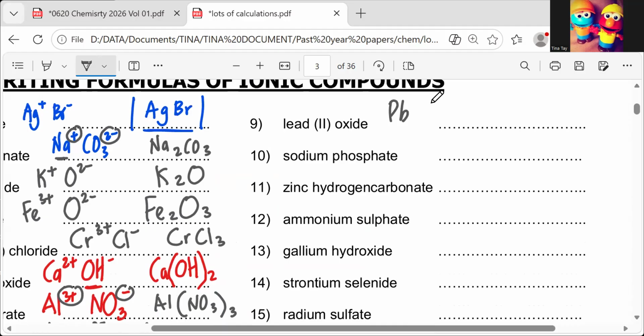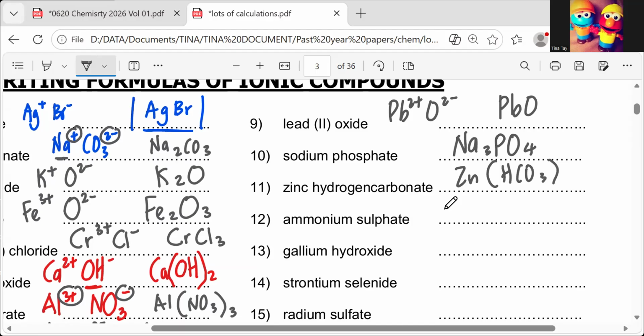Lead oxide, PbO. Sodium phosphate. Zinc, this one need to bracket. Hydrogen carbonate, bracket 2. Ammonium is NH4, bracket 2SO4. Did you get it correct? Yeah.